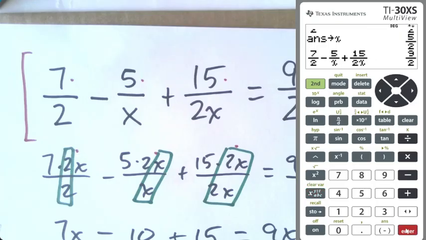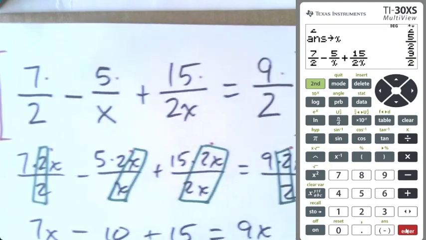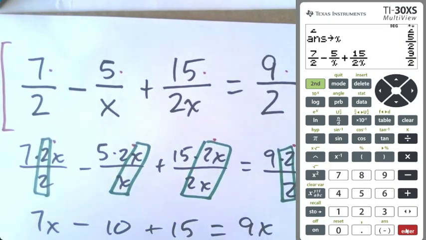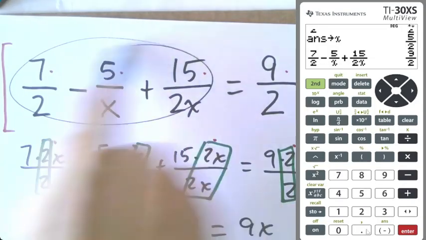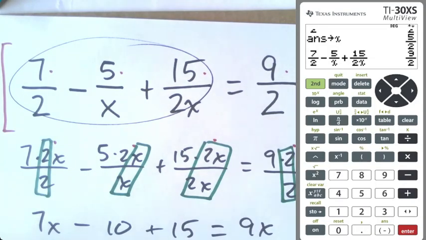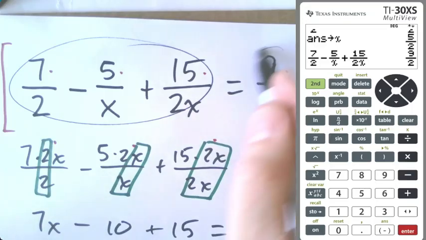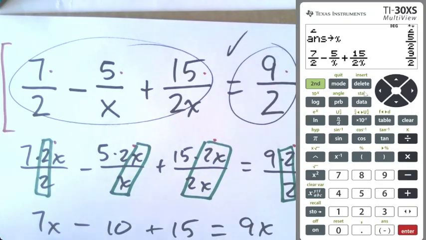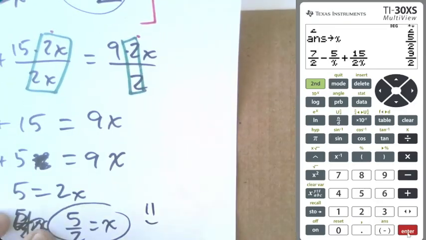So when you press enter, notice what it says. So here's why this is significant, right? We just looked at everything on this side and we typed it in with x being 5/2. And when I did it, notice that it gave me 9/2, right? So that is the solution. It's verified because it makes both sides the same.